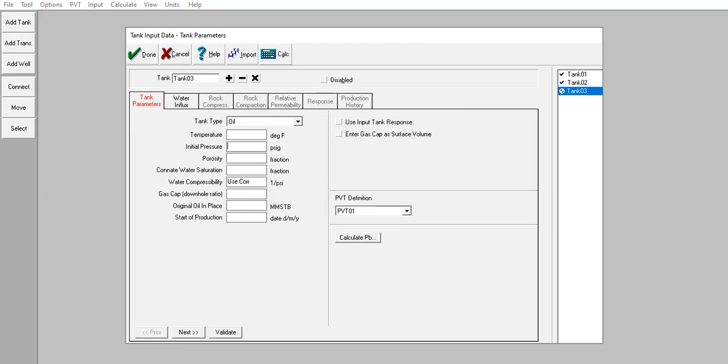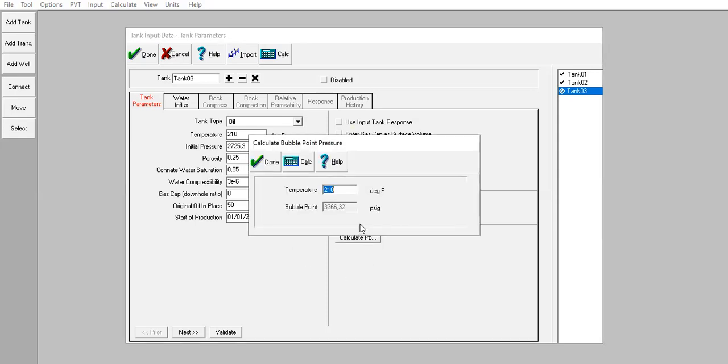All right. Actually, the values are the same. So yeah, they are actually the same, except the original oil in place. Okay, 3E minus 6, 0, original oil in place. This one, the third tank, has the highest OIP, original oil in place, of 50 million stock tank barrel. Start of production. Okay, 2000. Calculate bubble point pressure, the same value.